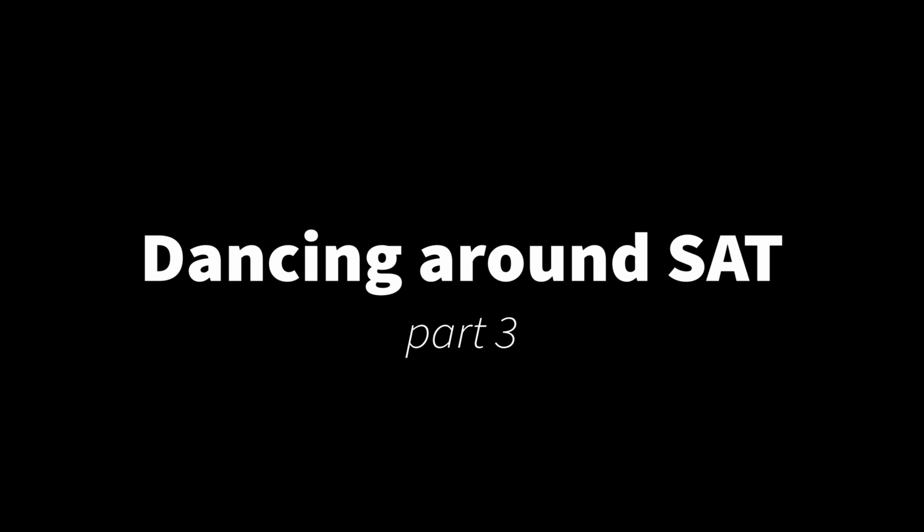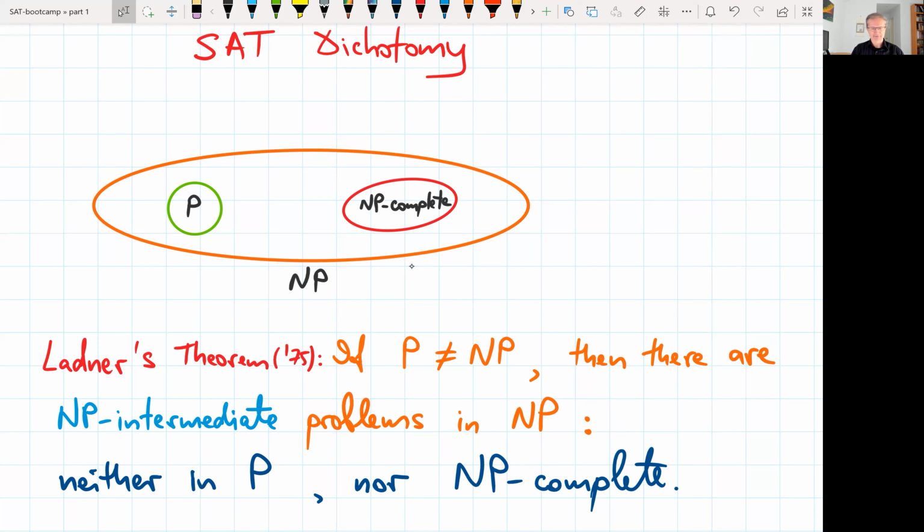We continue our discussion of SAT and its complexity. Last time we talked about NP-completeness of SAT, which is a huge result, of course, and I'm sure you know that there are lots of other NP-complete problems out there. However, the picture of the class NP is not black and white, as was discovered by Ladner in 1975, very soon after the discovery of NP-completeness.